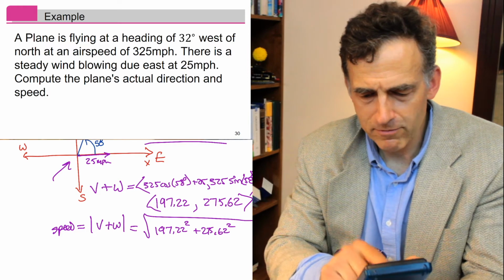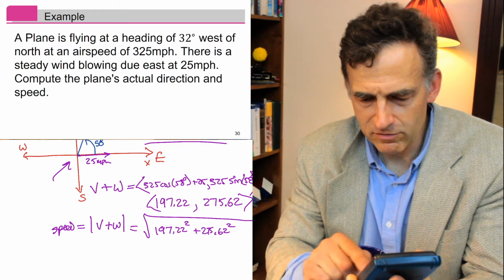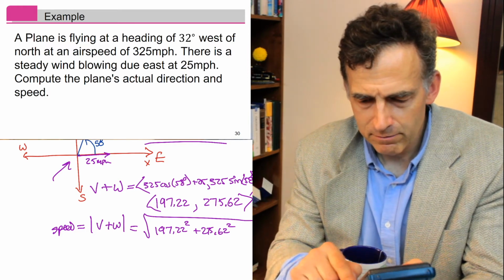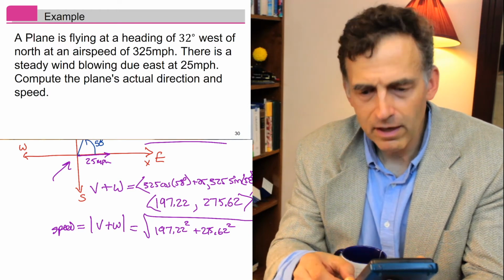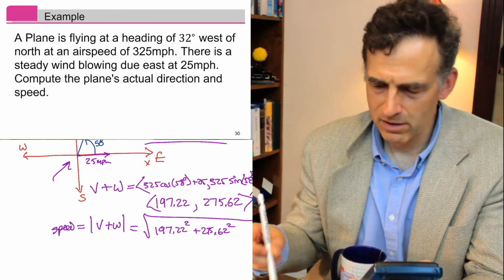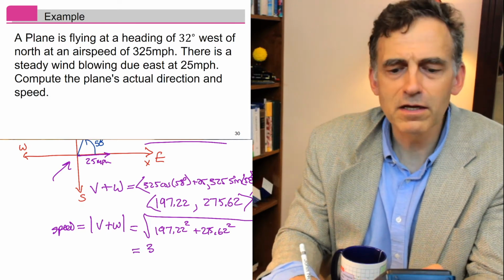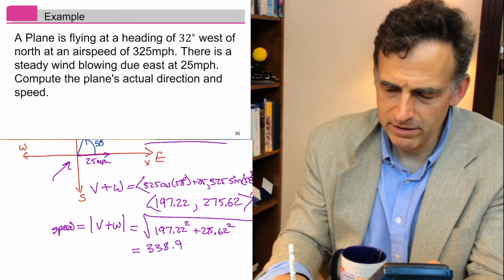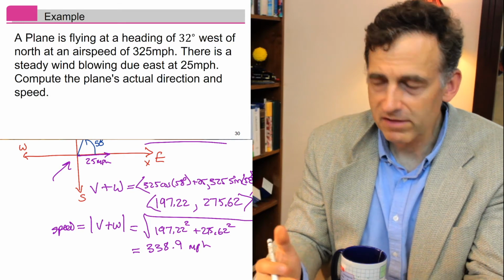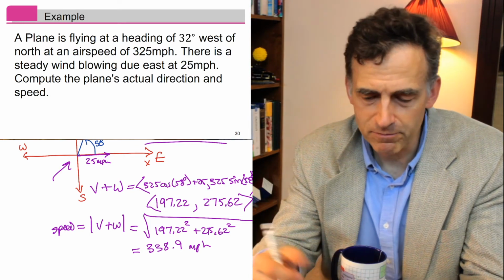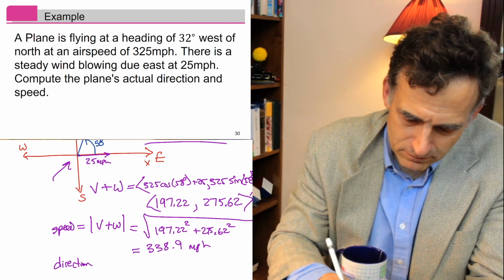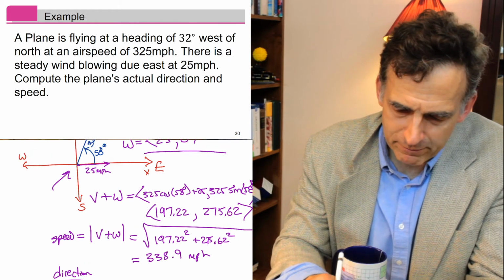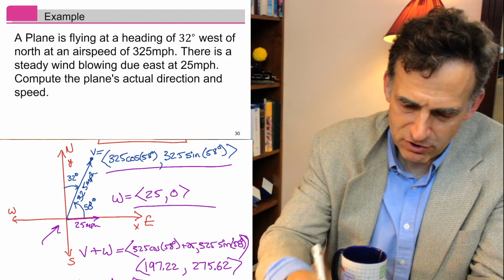Let's see, the square root of 197.22 squared plus that thing squared, and I've got 338.9 miles per hour. So that's the length of this vector that we just computed. Now the direction, what I'm going to do is compute this direction like this.